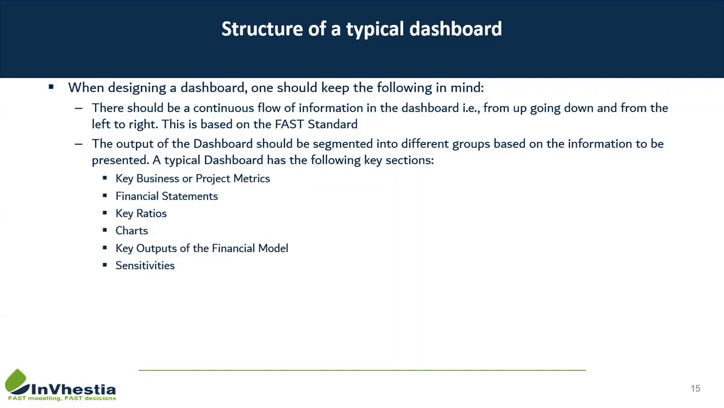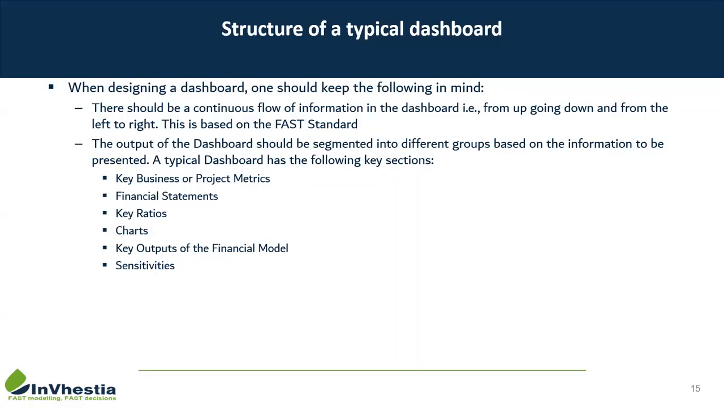You also need to ensure that there is a financial statement section. You also need to ensure that there is a key ratio section. You need to have charts. You need to have key outputs of the financial model. If you're doing a valuation model, you'll probably have your key outputs as your value based on either, depending on the type of valuation you've done, either using DCF, multiple approach, and so on and so forth.